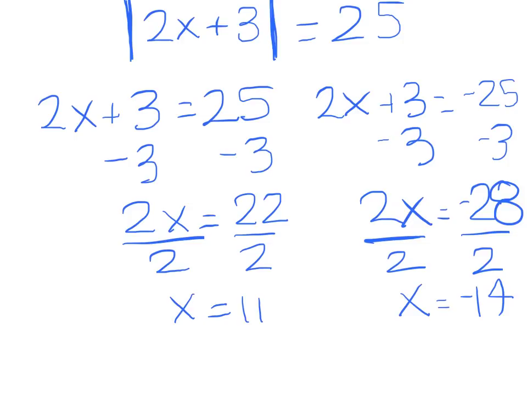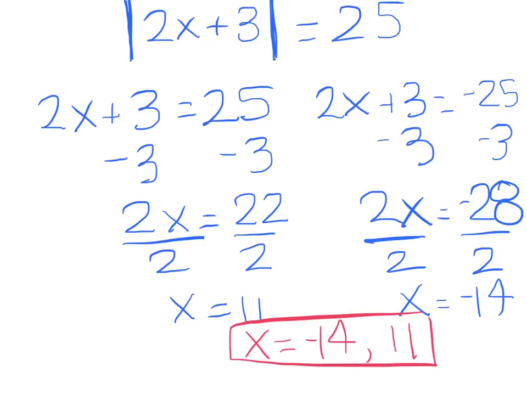Now I need to write my final answer. Again, I'm going to write x equals, and I'm going to put the smallest number first, but you don't have to. So x equals negative 14, and x equals positive 11. So those are two examples on how to solve absolute value equations.